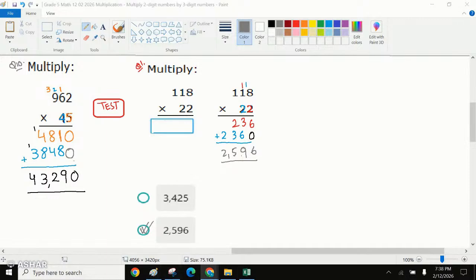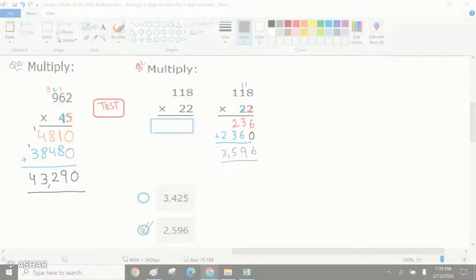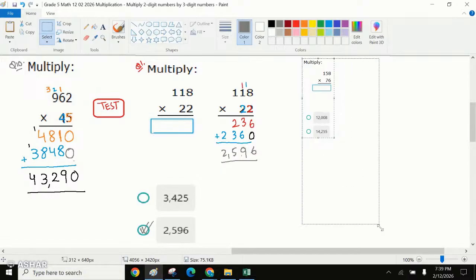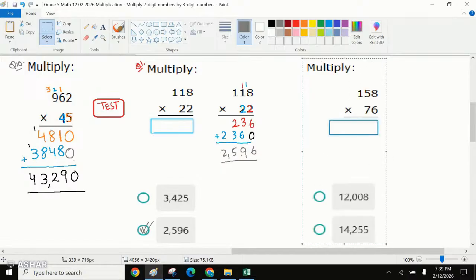Okay, moving ahead to the next question. Let's see if they are telling us multiply 158 by 76. Or if the statement would have said find the product of. Product means multiplication, right? This is our question number 2.